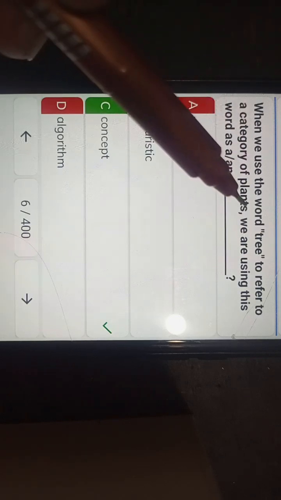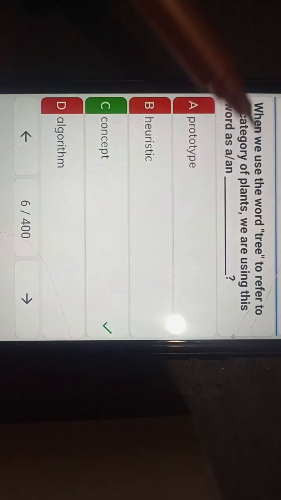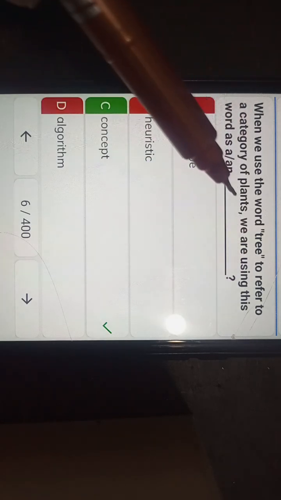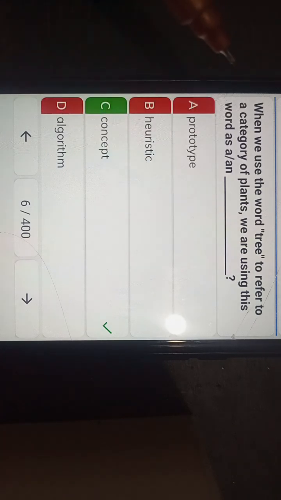When we use the word tree to refer to a category of plants, we are using this word as an A, B, C, D. The answer is C, concept.